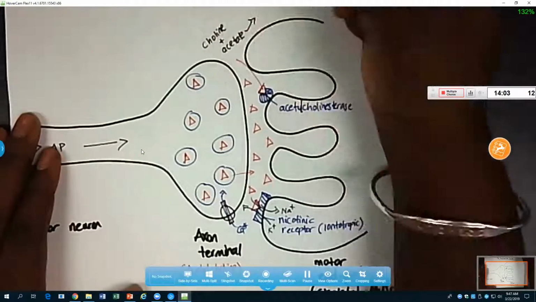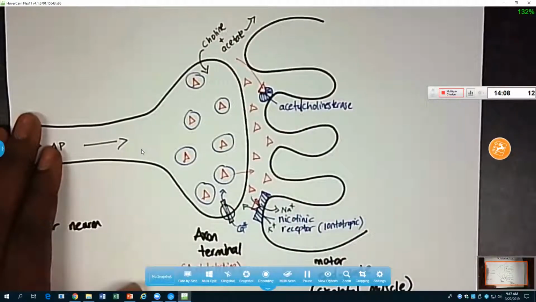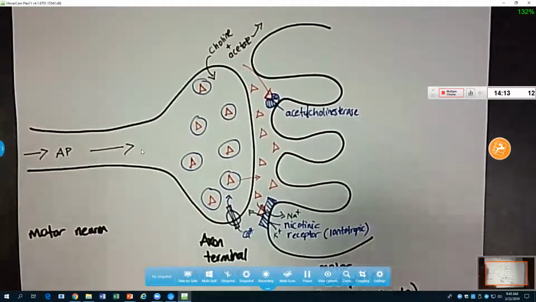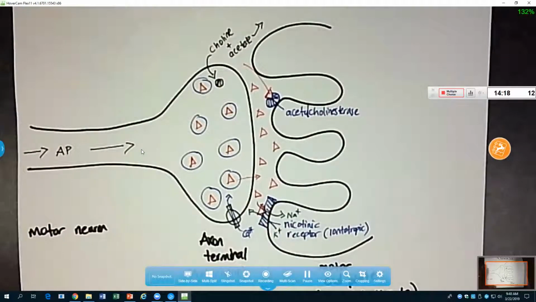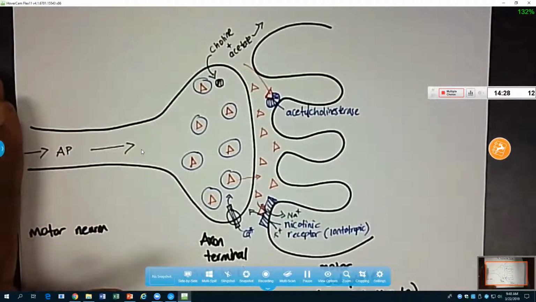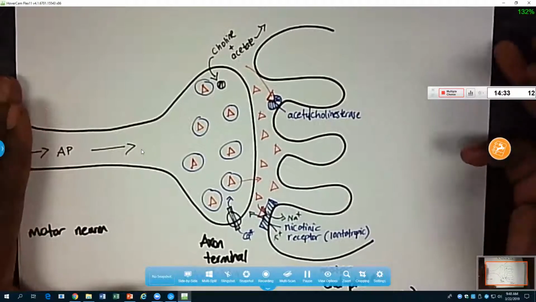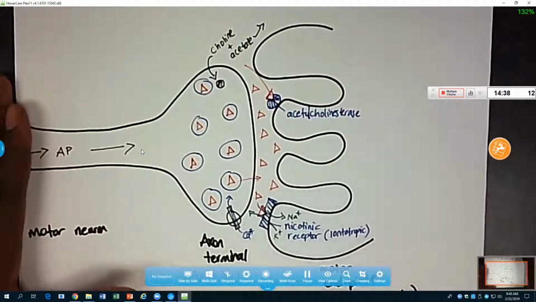Acetate can diffuse away from the junction, and choline is going to be reuptaken into the axon terminal and recycled to make more acetylcholine. So this is your choline coming back into the terminal bouton to be recycled to make more acetylcholine. So that's the importance of acetylcholinesterase. We sort of vaguely talked about this enzyme earlier, and this is its specific job and how it functions. We're going to see this when we look at some clinical examples later on.